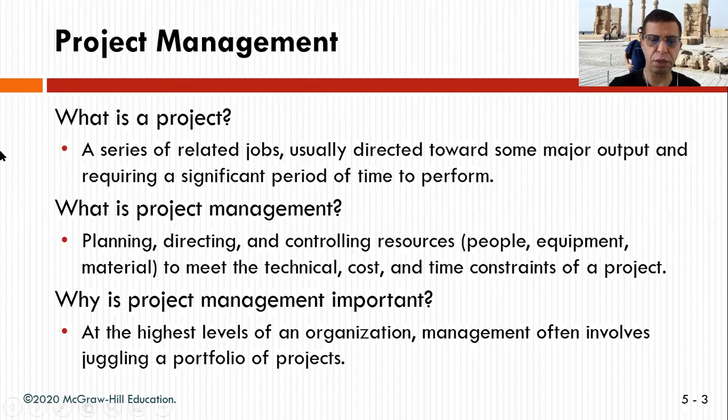Project management is usually planning, directing, and controlling resources. The resources could be people, equipment, and material, in order to meet the technical, cost, and time constraints of a project. So any project is made of three things: technical, cost, and time. So the three things are what it delivers, the cost, and the timing.